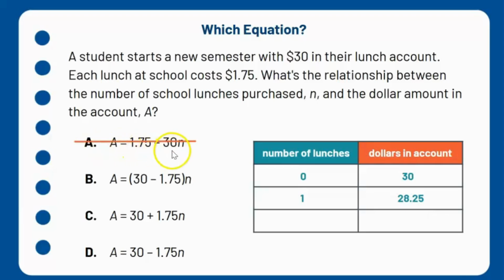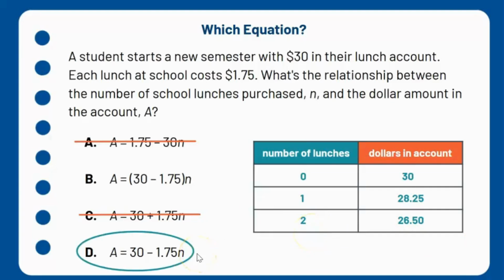We can eliminate A. We're subtracting $1.75, not $30, from the account each time that the student purchases a lunch. We can also eliminate option C. Money is being taken out of the account instead of added to the account. By now you may recognize which equation represents the situation. Let's take a look at one more row in the table to justify our reasoning. The student will have $26.50 in their lunch account after purchasing 2 lunches.